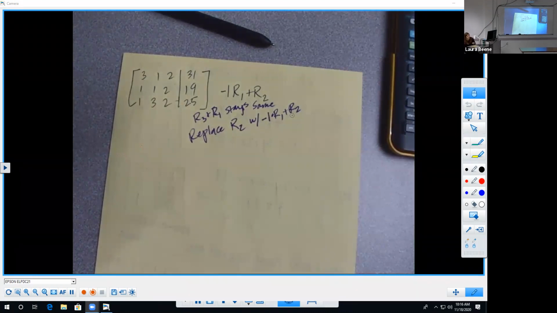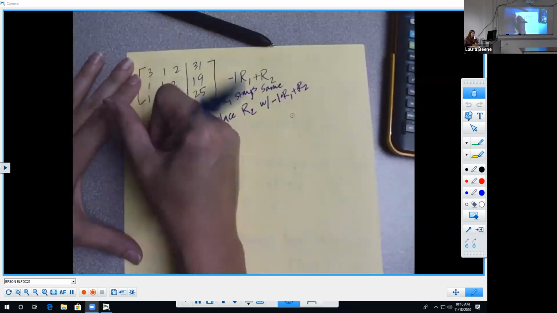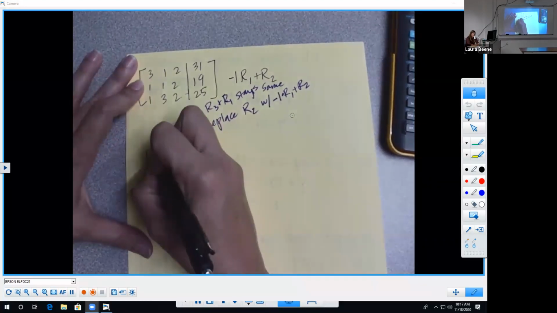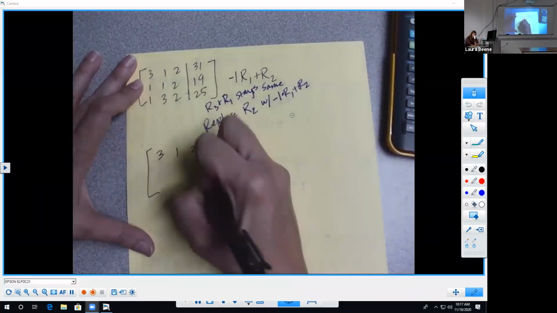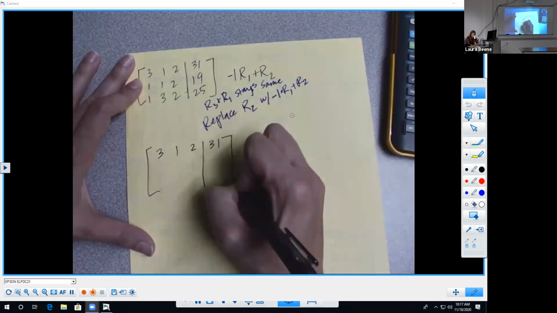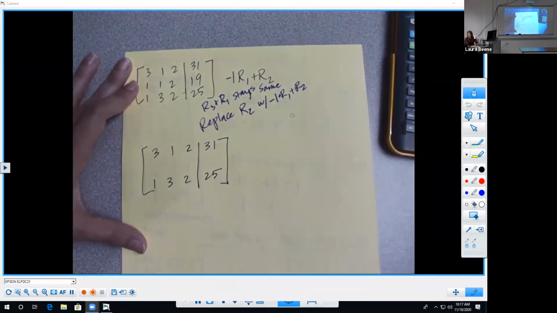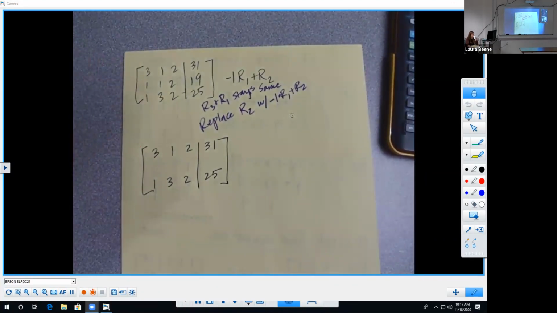So row 1 stays exactly the same. I just use it to figure out my new row 2. So what we could do is go ahead and write row 1 and row 3 first. 3, 1, 2, 31. They stay exactly the same. 1, 3, 2, 25 stays exactly the same. As you do this, you're going to be doing it in your head, but I'm going to go ahead and write it down on paper first.